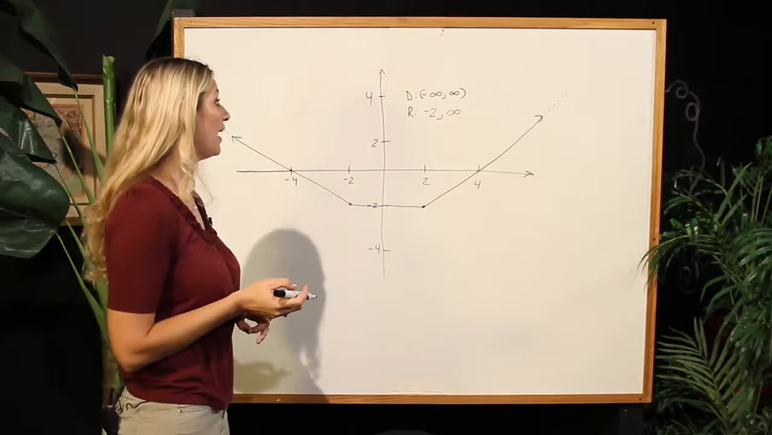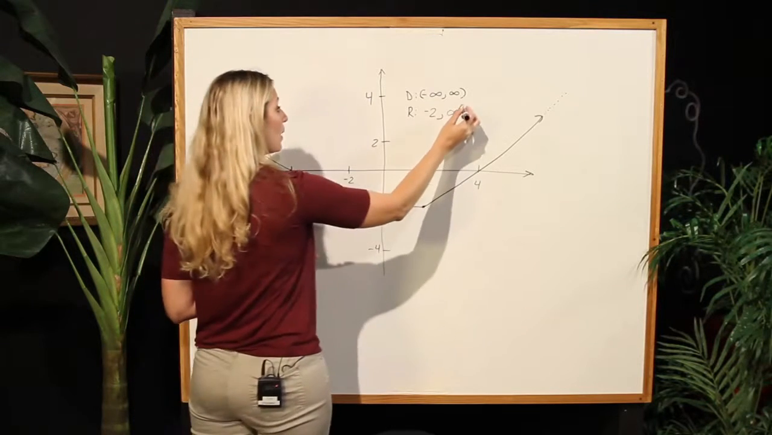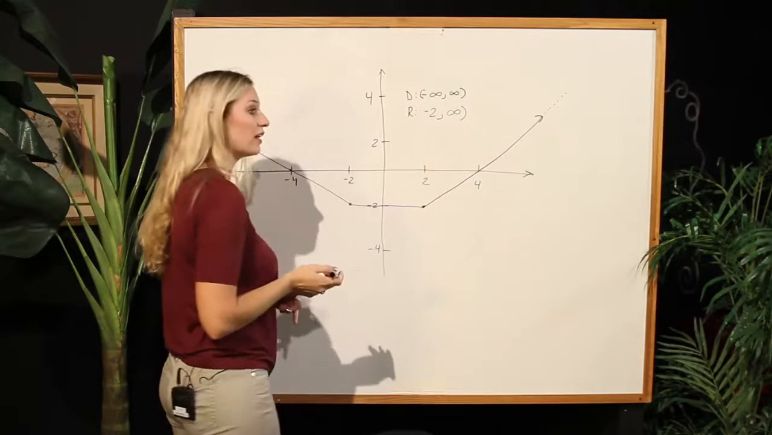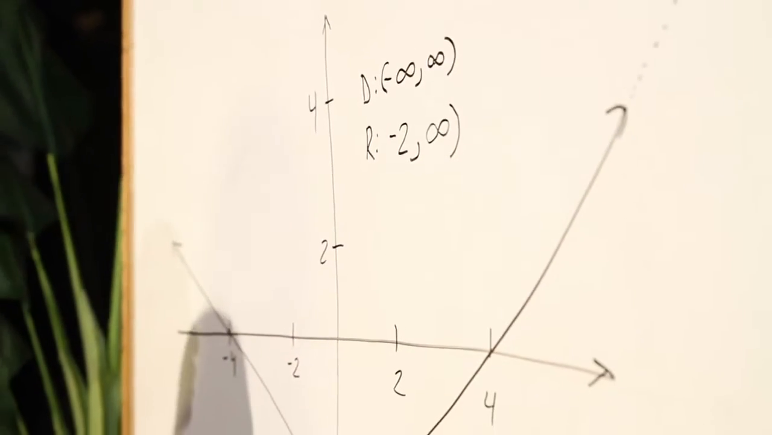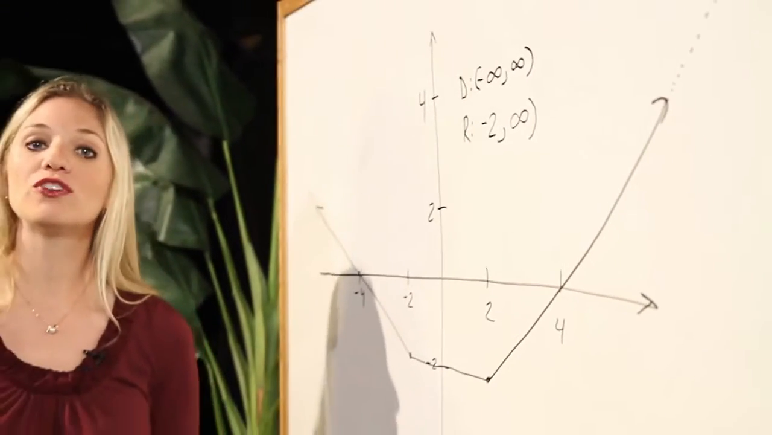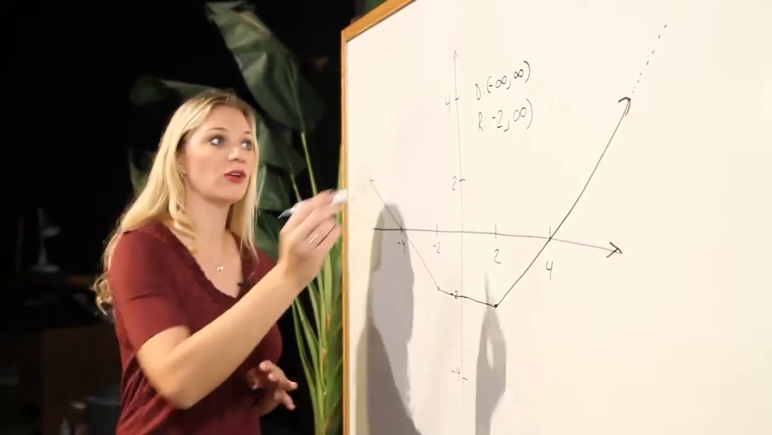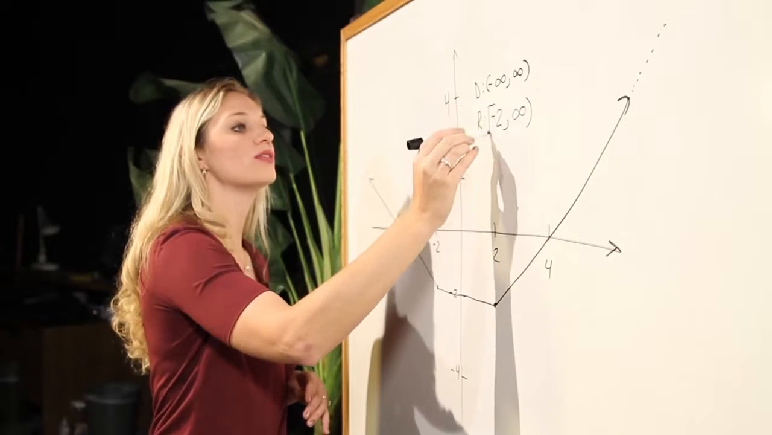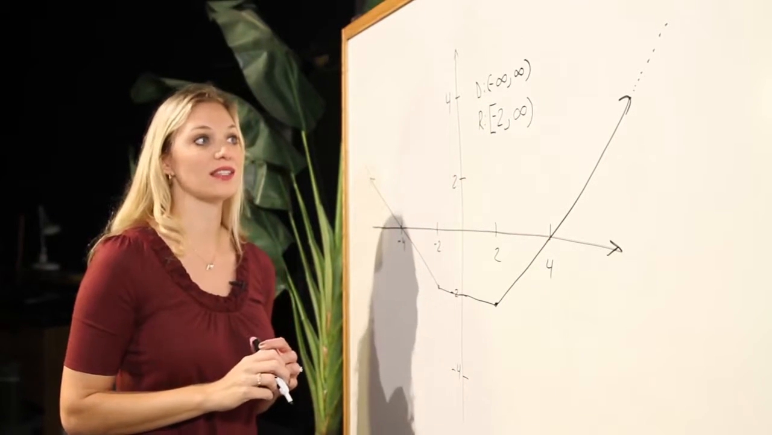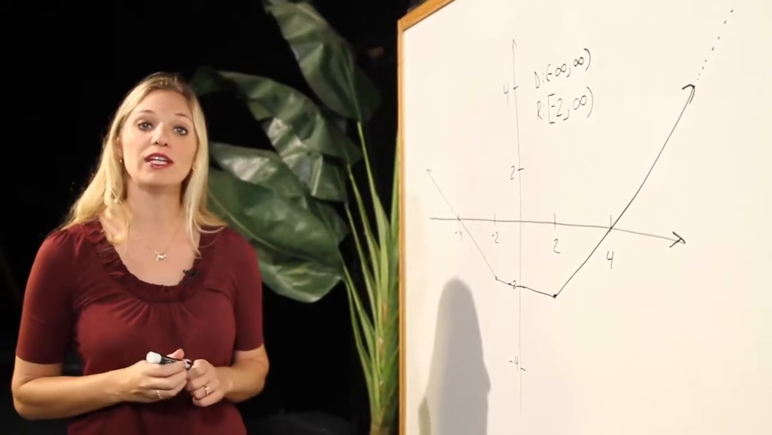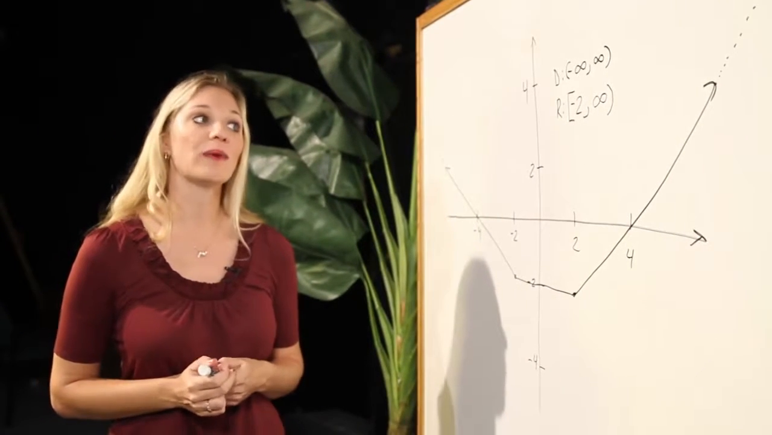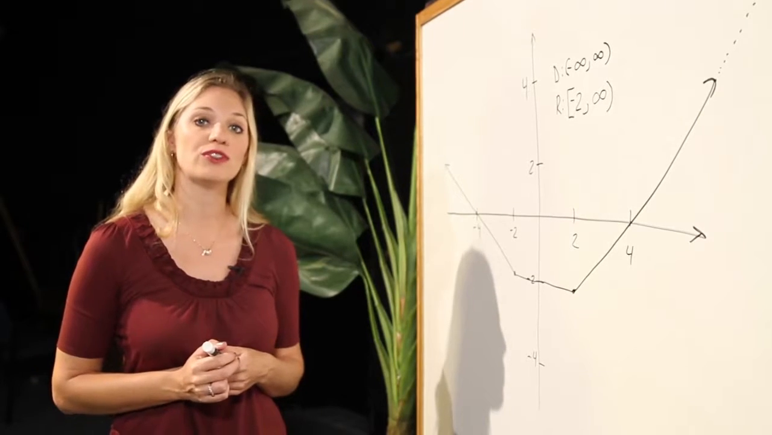Now, like with the domain, infinity will still take on the parenthesis symbol. However, looking at the -2, that particular value is included in the graph. When we're talking about a value that is included in the graph, we are going to use the bracket symbol. Our domain for this particular graph is from -infinity to positive infinity, and our range is from -2 to positive infinity.